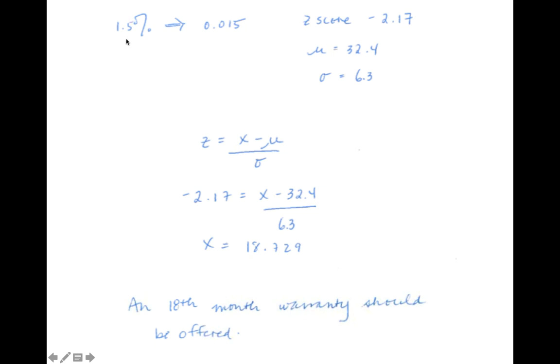All right, so if I want to know 1.5%, remember in the z-score tables that will appear as 0.015. So I use my table and realize that negative 2.17 seems to be the z-score. The mean is 32.4 and the standard deviation is 6.3. So I plug things into my calculator and equation, and I find that x is equal to 18.7. So rounding it down, because I really don't want more than I should, I'll have an answer of an 18-month warranty should be offered.